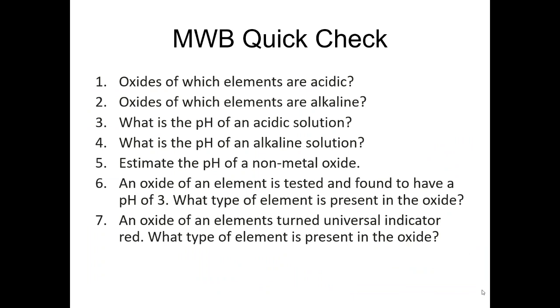Estimate the pH of a non-metal oxide. So a non-metal oxide would be acidic, so somewhere between 3 and 4. An oxide of an element is tested and found to have a pH of 3. What type of element is present in the oxide? So pH of 3 is acidic. We know that non-metal oxides are going to be acidic, so it has to be a non-metal oxide. Finally, an oxide of an element turned universal indicator red. What type of element is present in the oxide? So remember, universal indicator turns red in the presence of an acidic solution. So it has to be a non-metal oxide. It would turn blue or purple if it was a metal oxide.